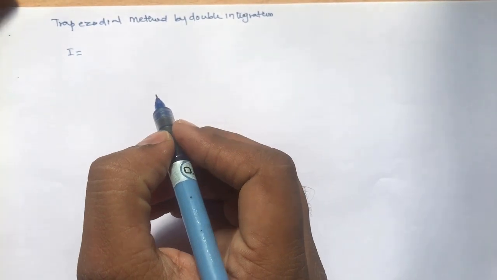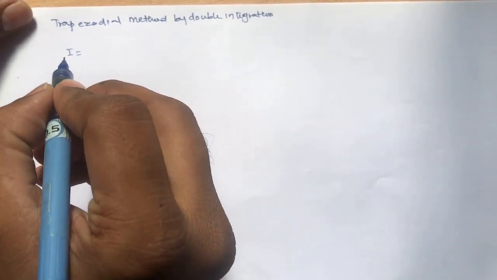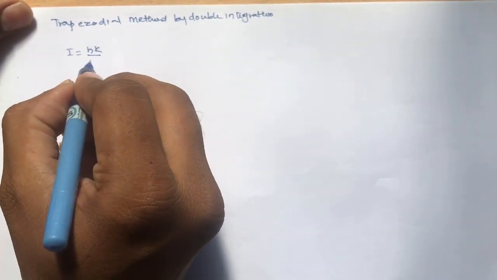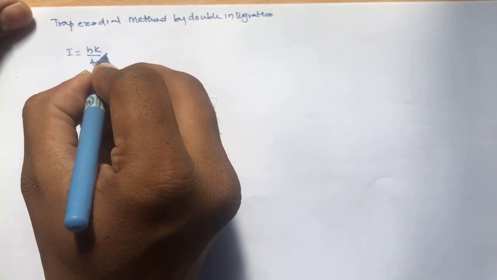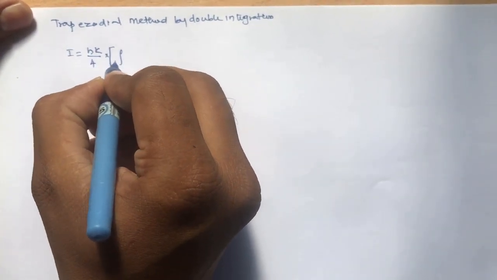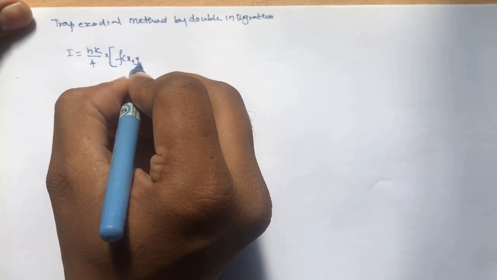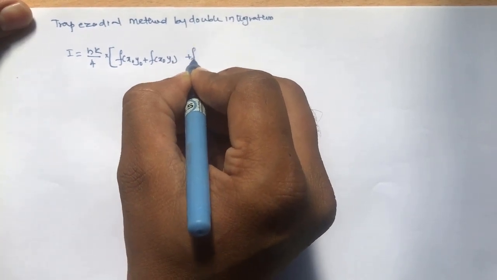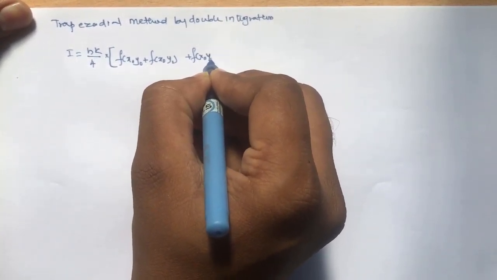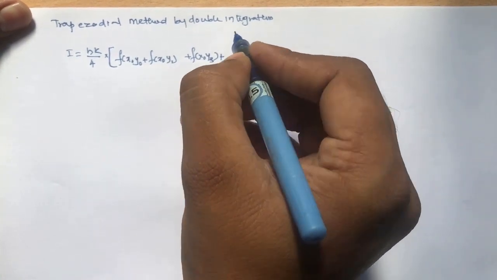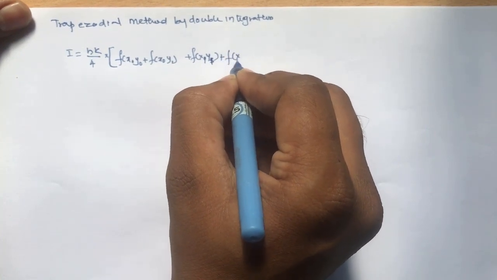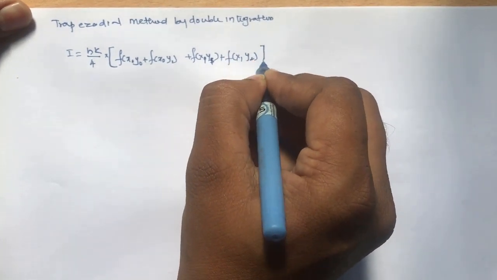So in this video I'll explain the trapezoidal method by double integration. The formula for the trapezoidal rule of double integration is I is equal to h into k, where h and k are your strip sizes, divided by 4 into bracket f of x0 y0 plus f of x0 y1 plus f of x0 y3, plus, or you can say I'll consider x1 y1 plus f of x1 y2. Okay, this is the formula.